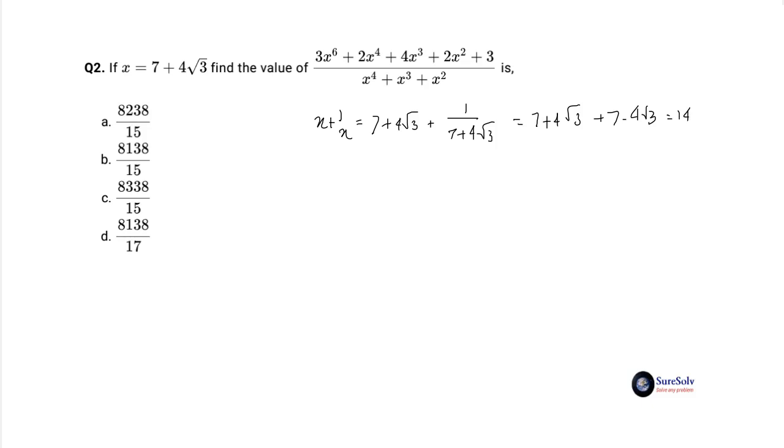Here we use the key pattern for eliminating surd. To eliminate surd, difference of squares of two terms is to be 1. For x here, 7 square minus 4 root 3 whole square equal to 1. This satisfied the criterion and you accordingly have evaluated x plus 1 by x as an integer without any surd.